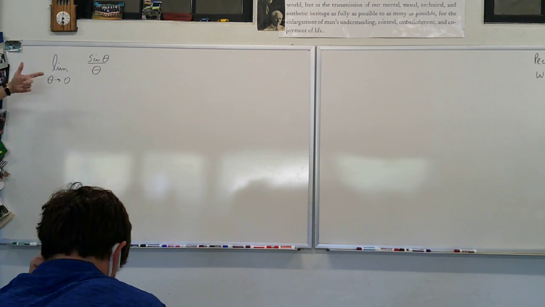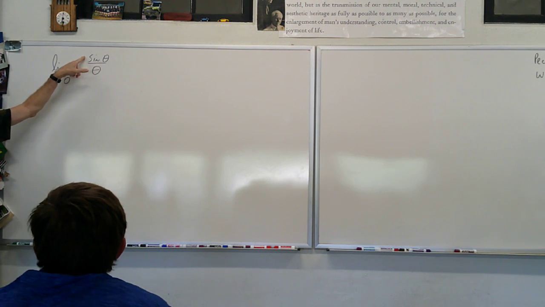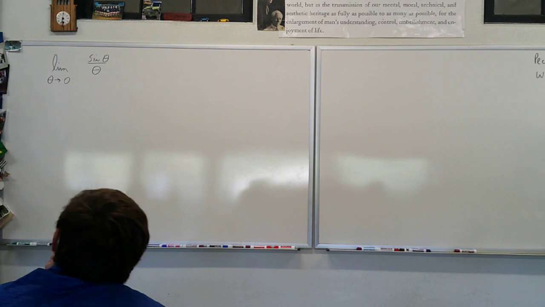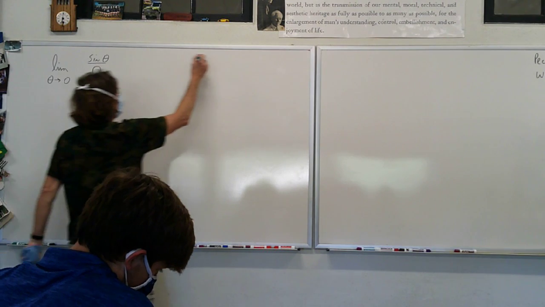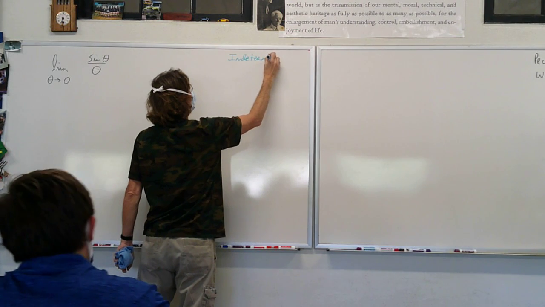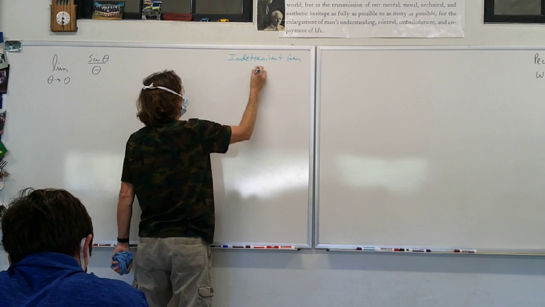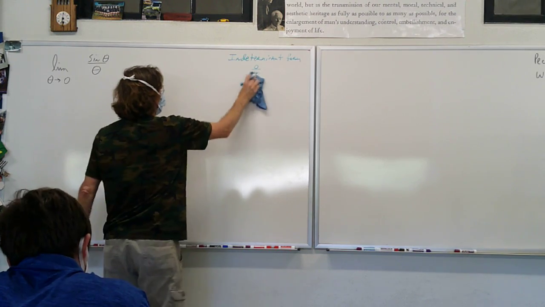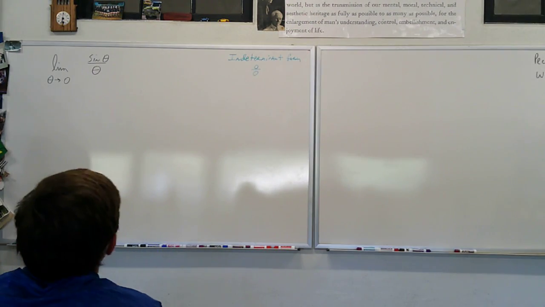The deal is, if you try to do it, you do sine of 0, which is 0, because you know your unit circle, and you get what? 0 over 0. If it wasn't an indeterminate form, it wouldn't be worth our time. But yeah, this is an indeterminate form, and it's 0 over 0. There's a lot of indeterminate forms, 7 or 8 of them, but this is the one that you're going to use most at the beginning of calculus, right there, 0 over 0.